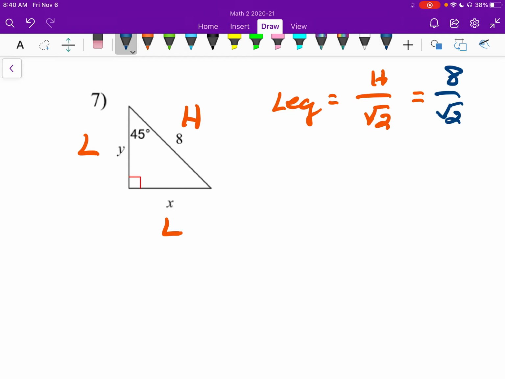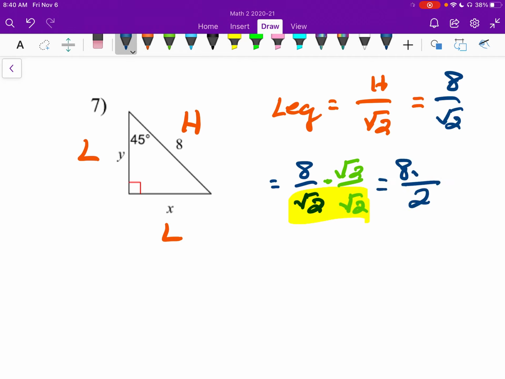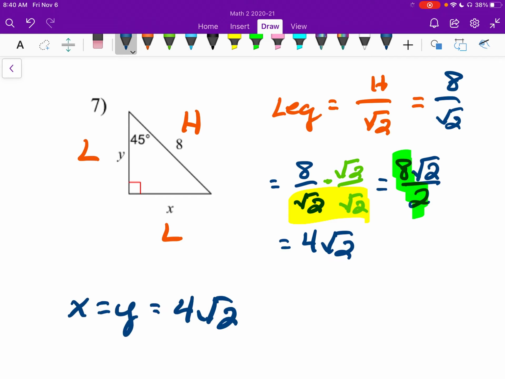Now, a lot of the time, we don't like to have roots in the denominator. So we need to change 8 over root 2 to where there's not a root in the denominator. The way that we do that is we multiply by root 2 over root 2. These bottom root 2's give me a plain old 2. And the numerator gives me 8 root 2. Now I can cancel the 8 and the 2, and it gives me 4 root 2. So x equals y equals 4 root 2.